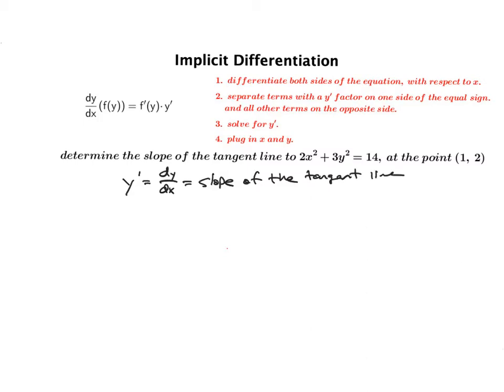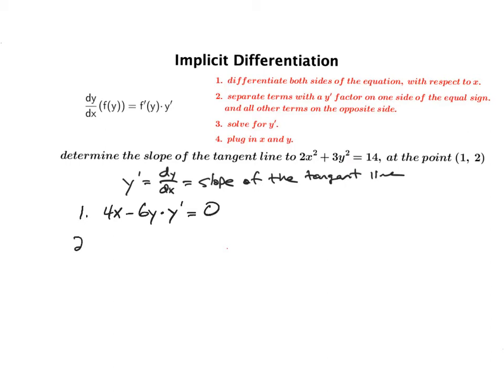So now let's move into our 4 steps to finding dy dx implicitly. First, we'll differentiate both sides of the equation with respect to x. So that's 4x minus 6y. Now we have to use implicit differentiation here because our variable is y. So we're going to multiply that by the derivative of the inner function. And then 14, the derivative is 0.